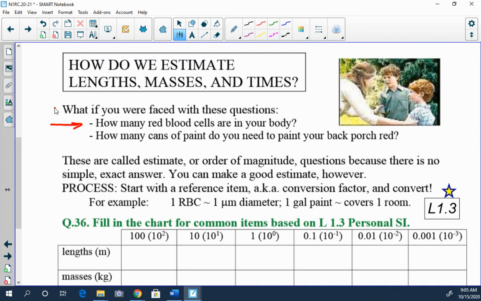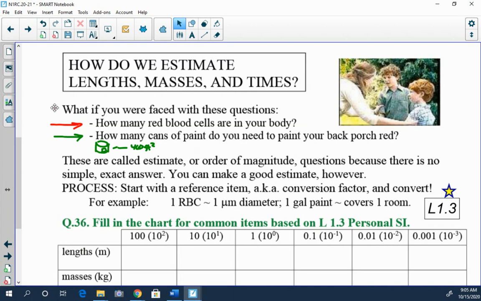Or how many cans of paint do you need to paint your back porch red? I know it says something on the can. Sure it does. One can will cover, whatever, 400 square feet. If you ever try it, though, it never quite works out that way. This is a problem that you also need an answer to because you have to know. A can of paint is $50. How many are you going to buy? So these are questions that we need to answer.